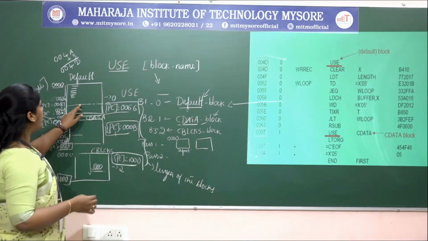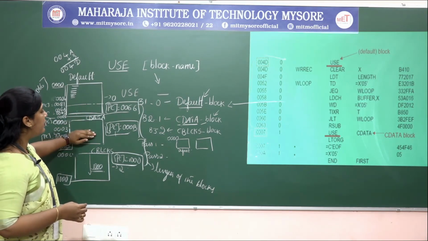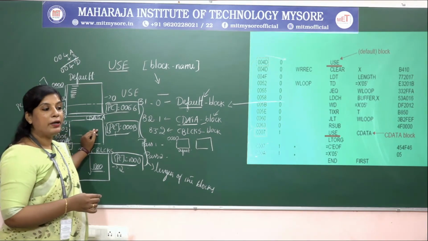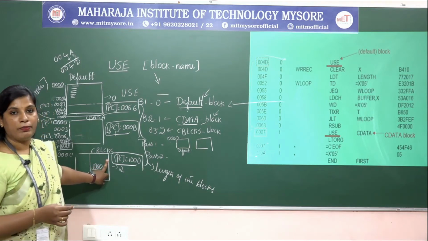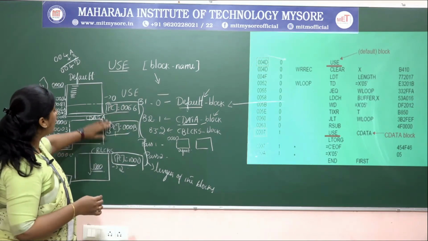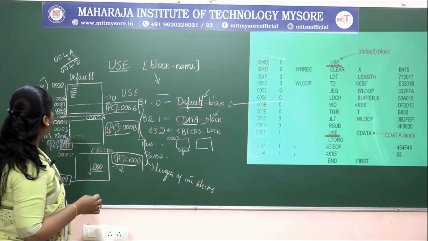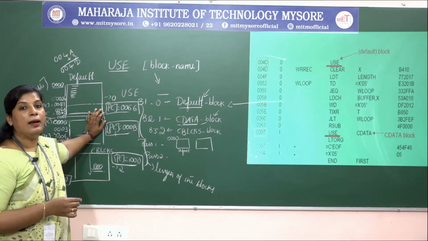So what is the length of the default block? It is 0066. What is the length of the C data block? It is 000B. Only that much information is there in that particular block. And what is the length of the C blocks? It is 1000. So whatever the current value is for each and every block, that will be considered as that block's length.